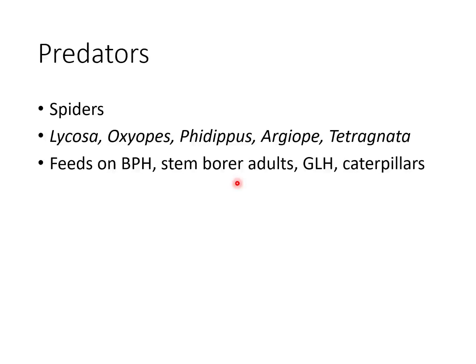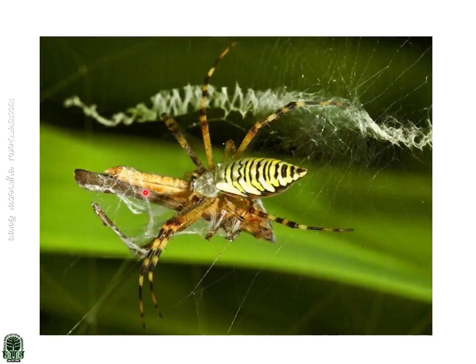Among the predators, spiders are the most abundant predators in paddy fields. There are several genera of spiders in the rice ecosystem: Lycosa, Oxyopes, Phidippus, Argiope, and Tetragnatha. Whatever be the spider genus, it feeds on almost all rice pests, BPH, leafhoppers, GLH, caterpillars, etc. So they are generalist predators, that means they feed on whatever insect they come across. You can see very good pictures.